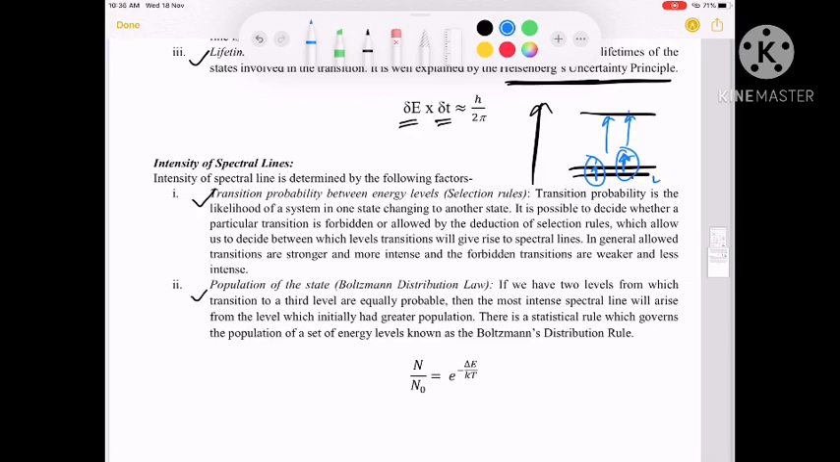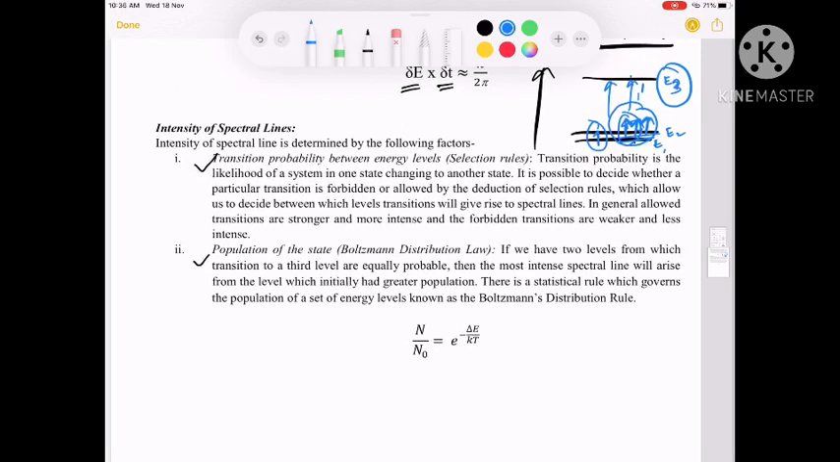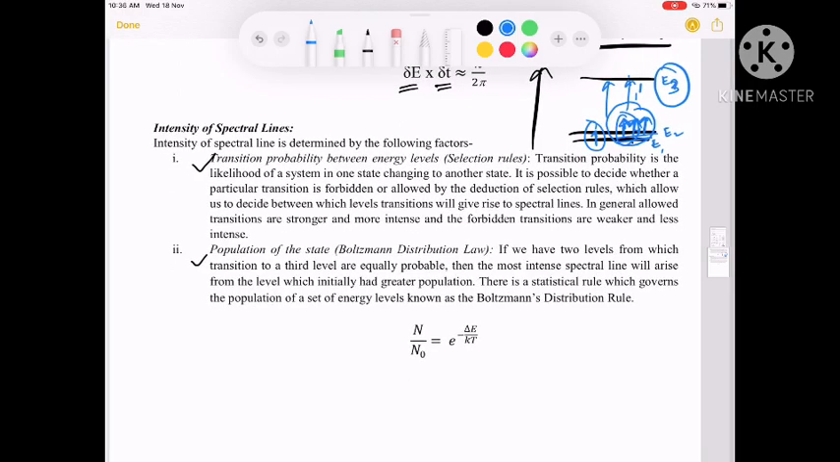Whichever energy state has more electrons matters. Say this one is E1, this one is E2, and this one is E3. Say E2 has 3 electrons and E1 has 1 electron. Then the probability of the 3 electrons from E2 jumping to E3 will be higher, because there is more electron density. Since this probability is higher, this peak will be intense.